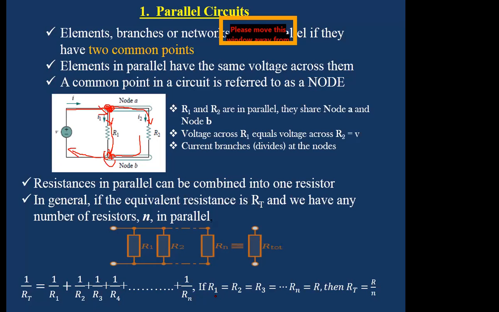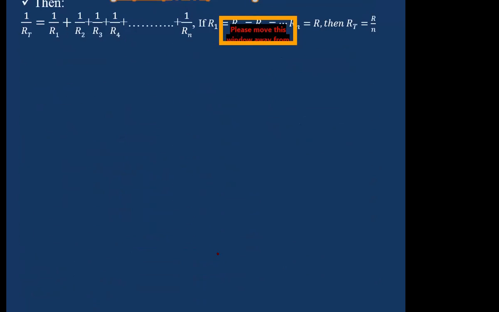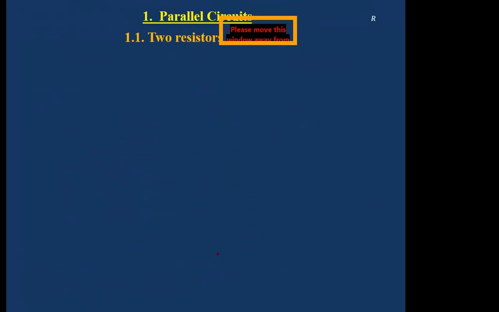And then if R1, R2 up to Rn are all equal and called R, then the total resistance is R over N. What it means is if you have the same value of resistances connected in parallel, their total equivalent resistance as observed from this side will be equal to the value of one resistor divided by the number of resistors that are in parallel. That's how you calculate the resistance of a parallel network.